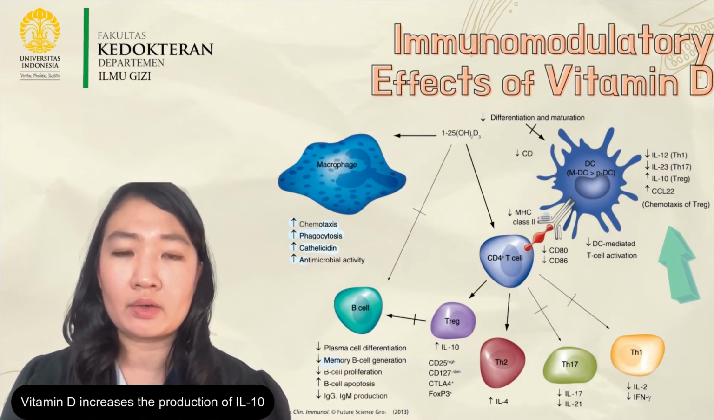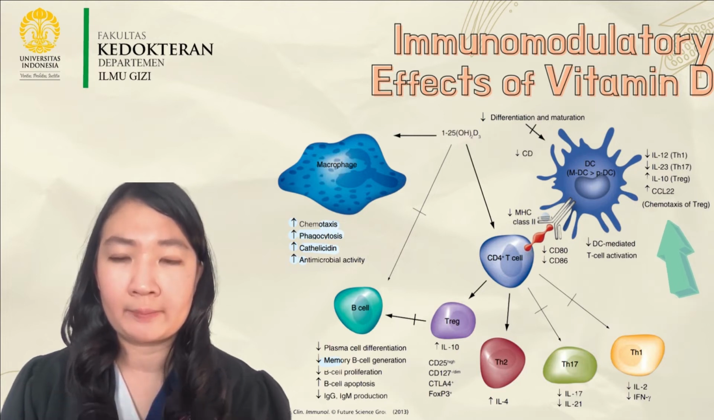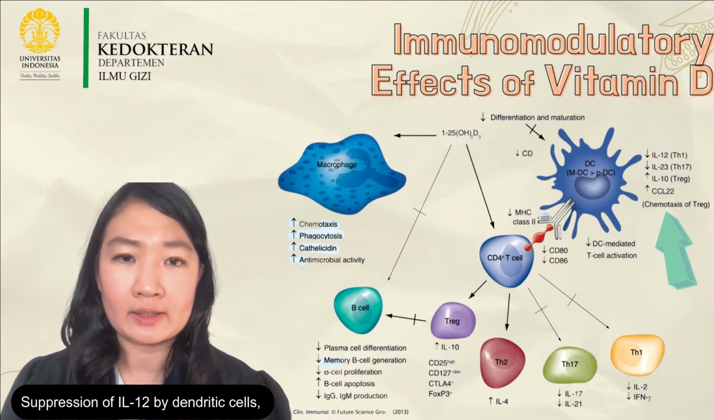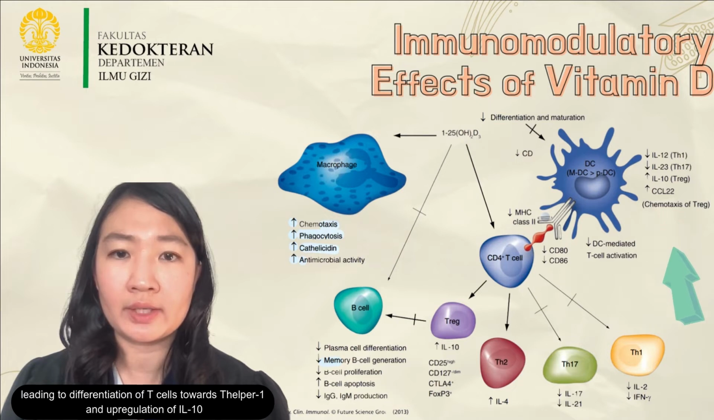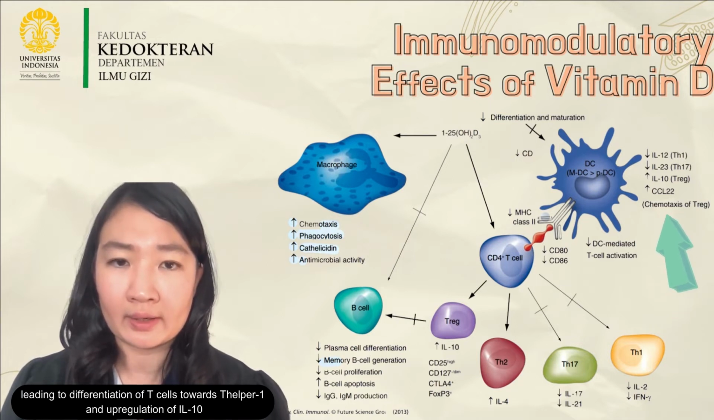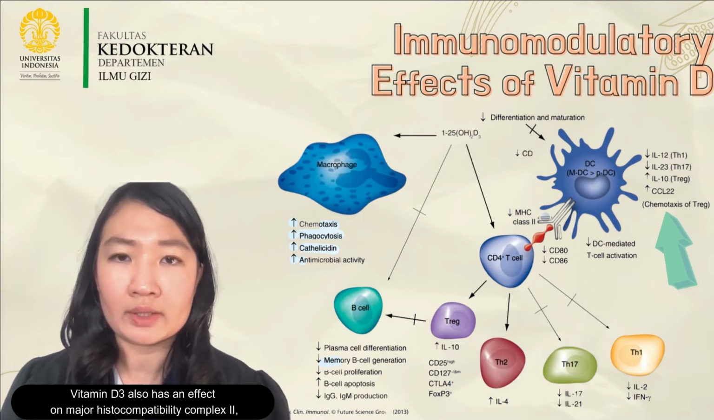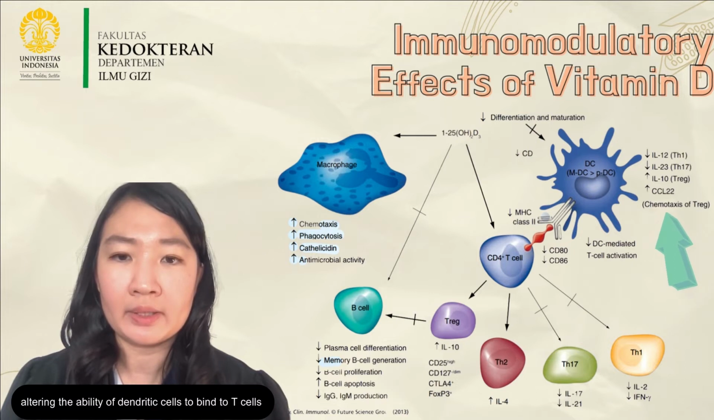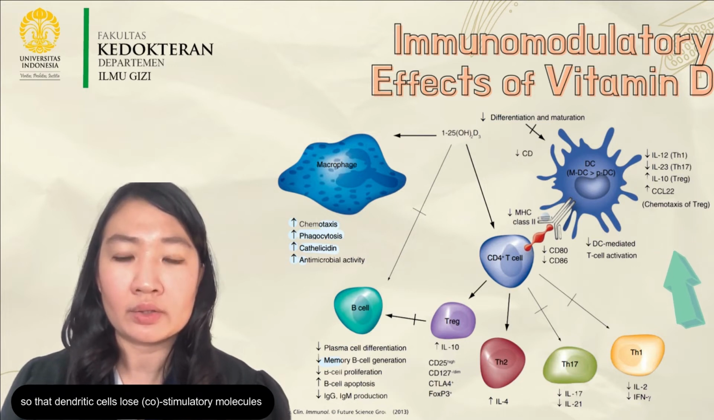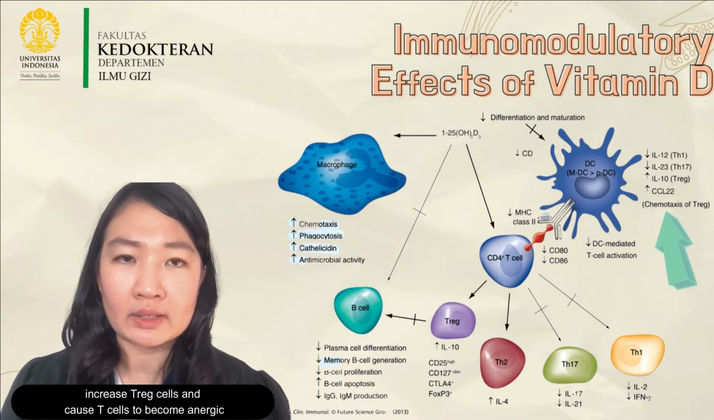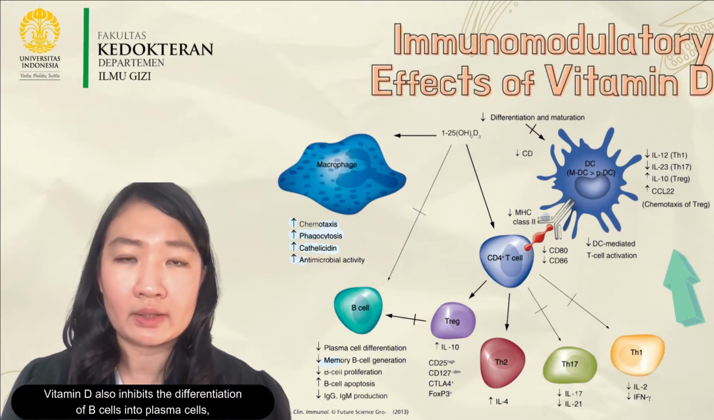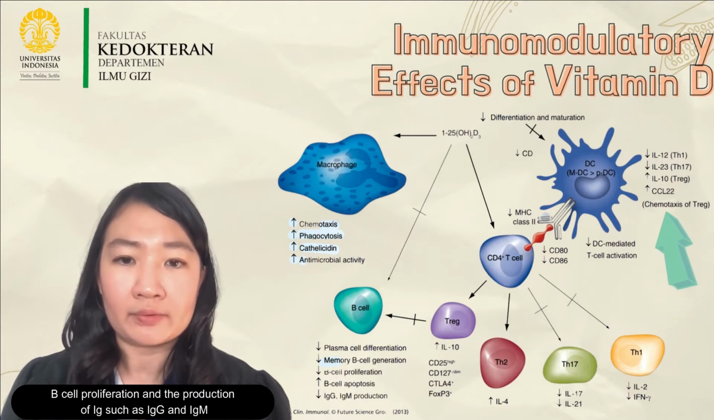Vitamin D increases the production of interleukin-10 and the chemokine CCL22. It suppresses interleukin-12 by dendritic cells, leading to differentiation of T cells towards T helper 1 and upregulation of interleukin-10. Vitamin D3 also has an effect on major histocompatibility complex 2, altering the ability of dendritic cells to bind to T cells, so that dendritic cells lose co-stimulatory molecules, T regulator cells increase, and T cells become anergic. Vitamin D also inhibits the differentiation of B cells into plasma cells, B cell proliferation, and the production of immunoglobulins such as IgG and IgM.